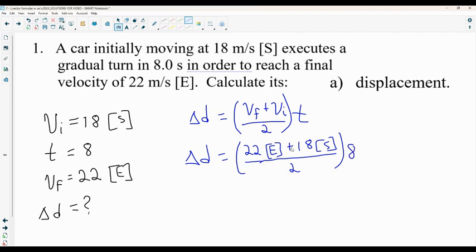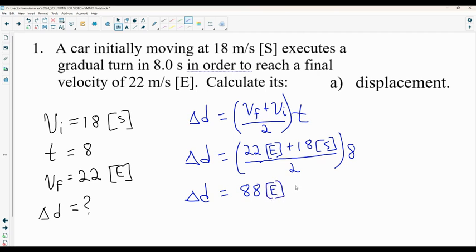You can see where we run into our problem. We're trying to add an eastern and a southern vector. We know how to do that, but it's stuck in the middle of a formula. So let's work out the math a little bit first. I noticed both of these numbers are divided by 2, and they're also multiplied by 8. Dividing by 2 and multiplying by 8 is the same as multiplying by 4. I could have divided by 2 and then multiplied by 8, but that's an extra step I don't need. So just multiplying by 4, I end up with 88 to the east.